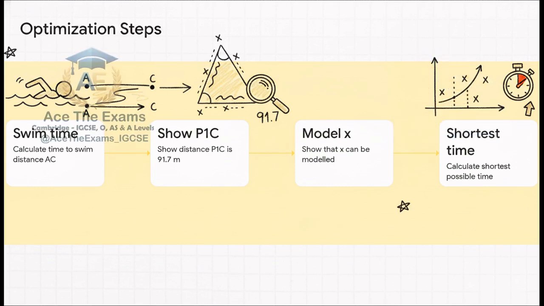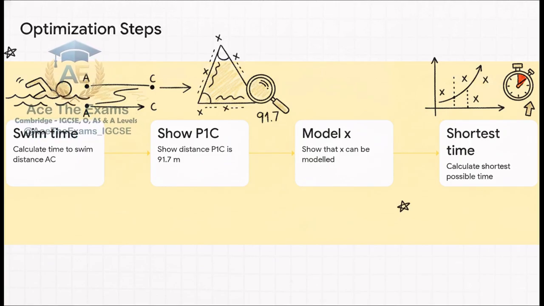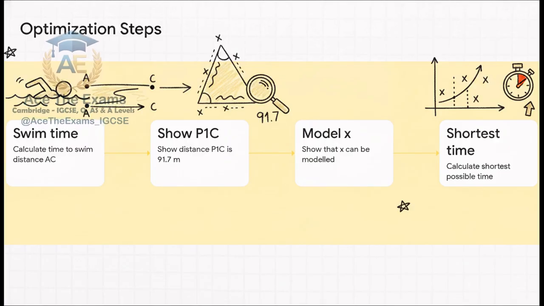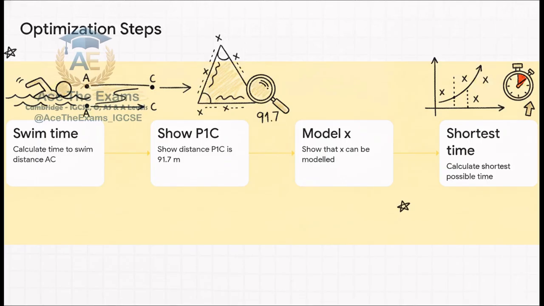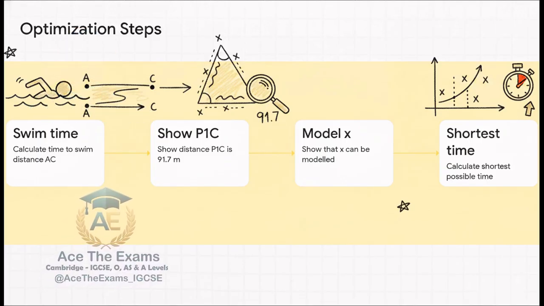Show is a very special command word. It means the examiner has already given you the final answer. They've handed you 91.7 meters on a silver platter. What they are actually testing is whether you can provide the unquestionable explanation part of our Peel framework to arrive there. If the athlete swims perfectly straight to the nearest point on the bank, that's 40 meters of swimming. The remaining run down the bank is 100 meters.